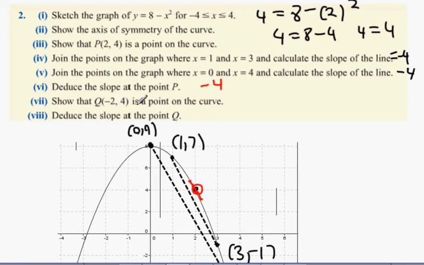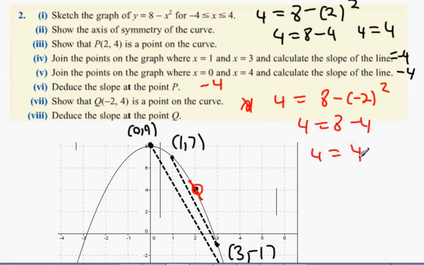Show that minus 2, 4 is a point on the curve. So lads, how do I show that minus 2, 4 is a point on the curve? Replace y with 4 and x with minus 2. Once again it's going to turn into 4 equals 8 minus 4. 4 equals 4.